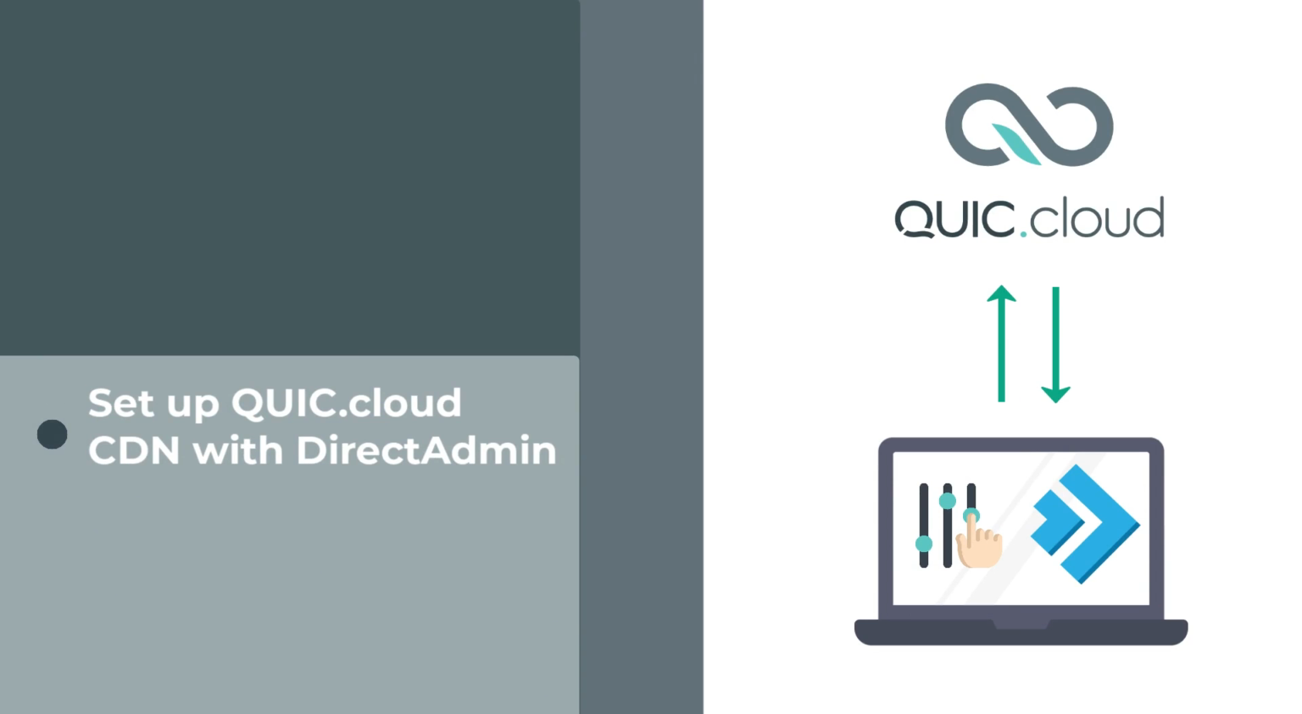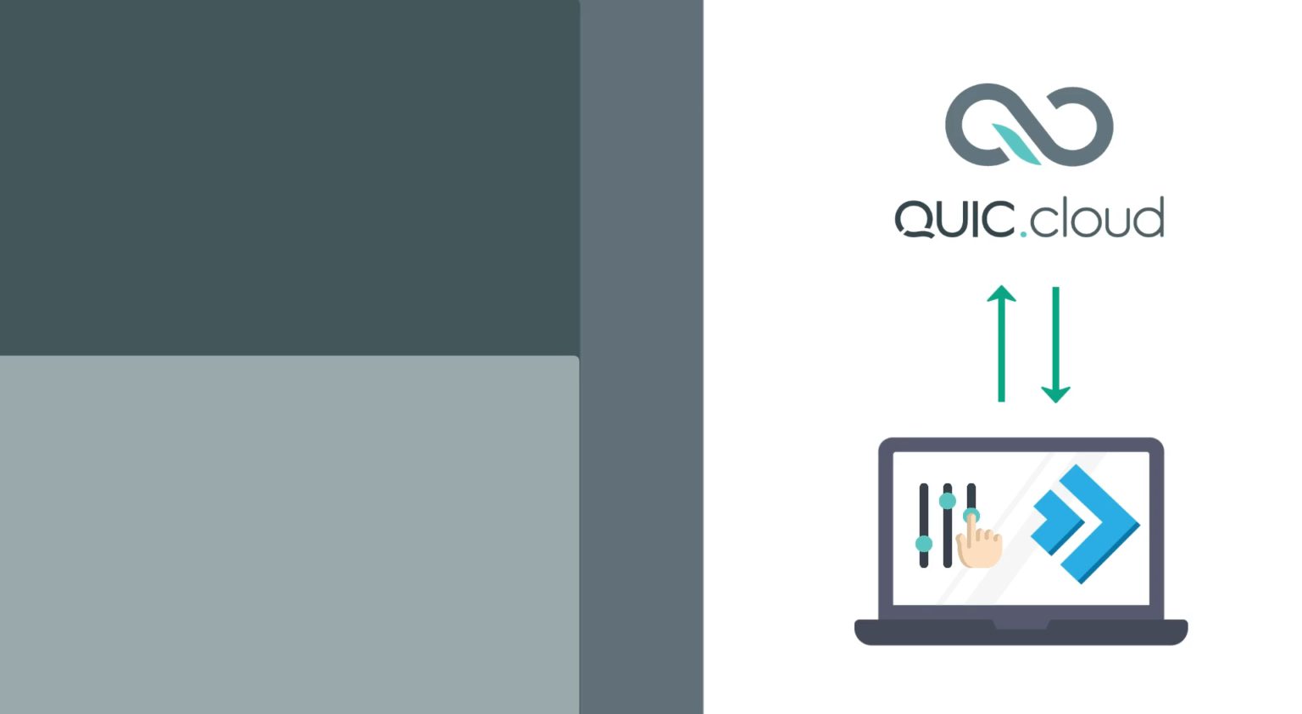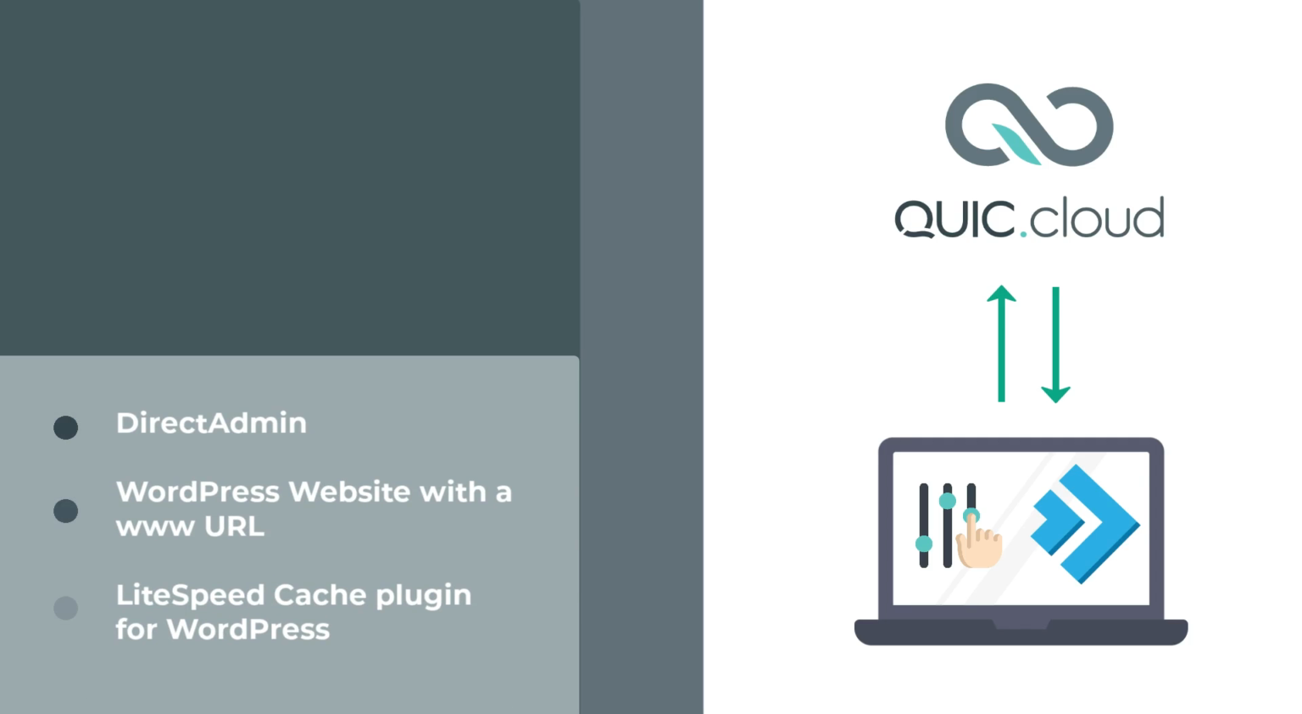There are several ways to set up QUIC.cloud for your website, and one of the easiest is to use the CNAME method. In this practical guide, we'll show you how to set up your www subdomain for QUIC.cloud CDN using DirectAdmin. In order to follow along with this tutorial, you will need the following: DirectAdmin control panel, a WordPress website that is using www or some other subdomain.